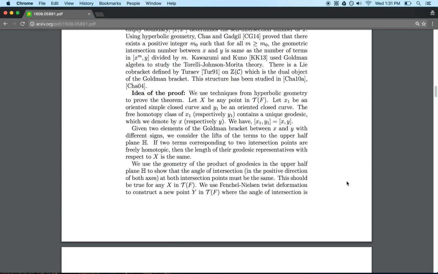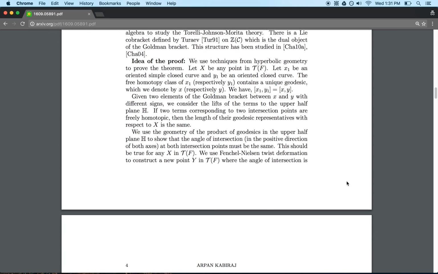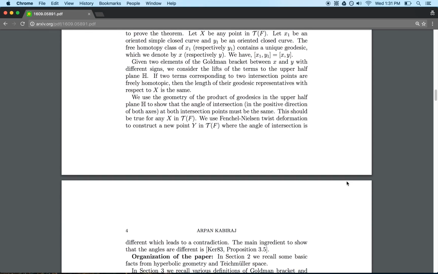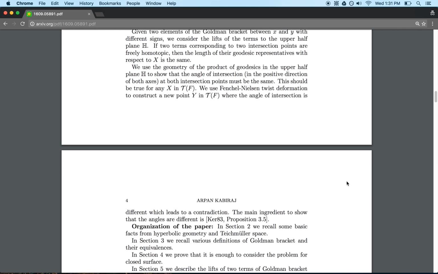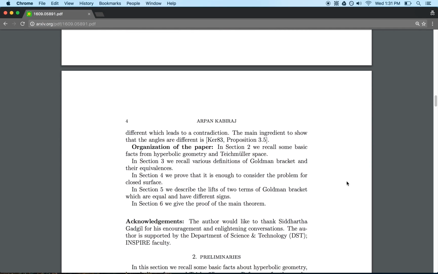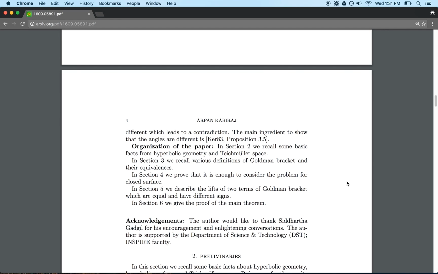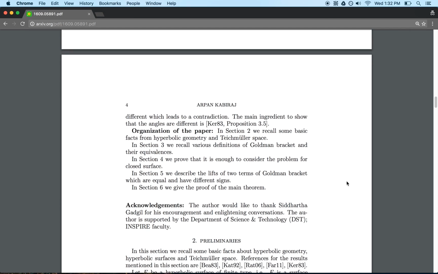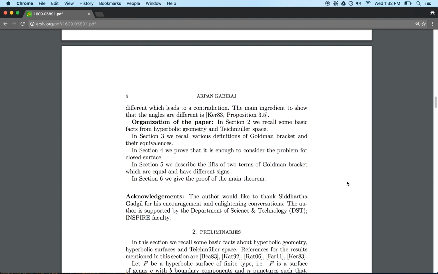We use Fenchel-Nielsen twist deformation to construct a new point capital Y in script T of F, where the angle of intersection is different, which leads to a contradiction. The main ingredient to show that the angles are different is presented in a paper published in 1983, Proposition 3.5.